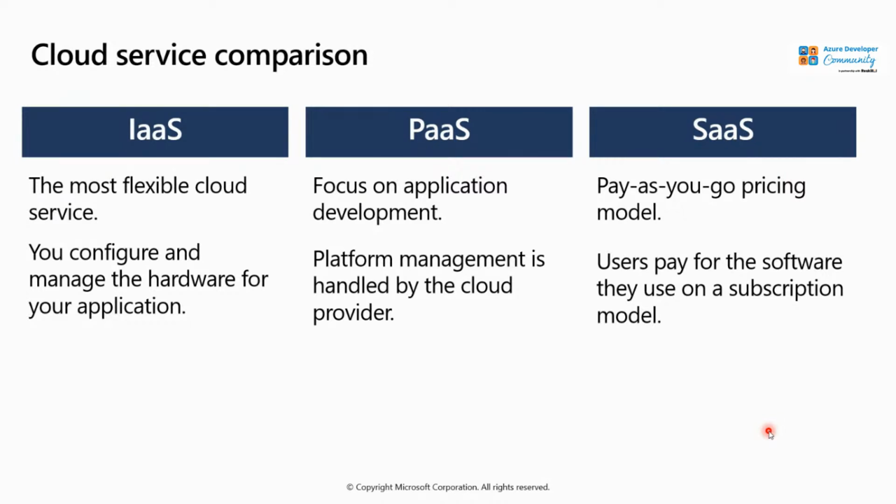Anyways, okay. So IaaS, here you can see some of the points mentioned. I will just go through them. In IaaS, as we were talking, you have to configure and manage the hardware on your own. In PaaS, the platform management is handled by the cloud service provider. And in SaaS, whatever the software is there, you can use the software as you like. You can do different kinds of applications on the basis of that software.